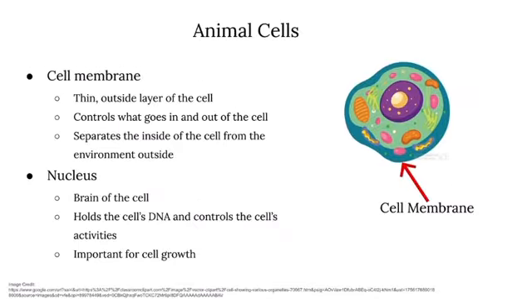First, we have the cell membrane. The cell membrane is a thin layer on the outside of the cell, which controls what goes in and out of the cell. The cell membrane separates the inside of the cell from the environment outside.